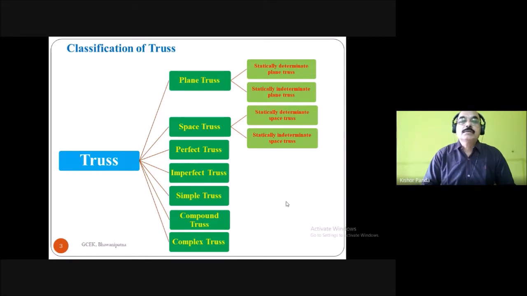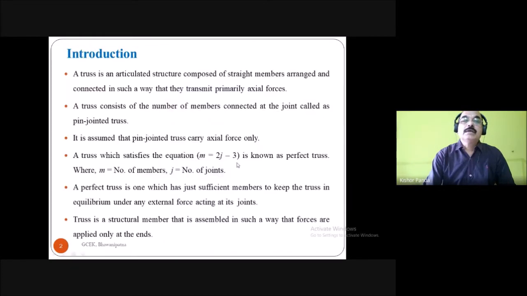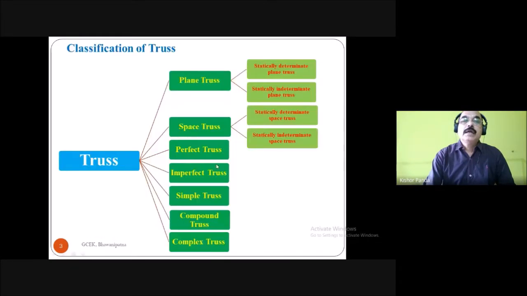And perfect truss, already you know that is perfect truss. When m is equal to 2j minus 3, this is called the perfect truss. And when m is not equal to 2j minus 3, this is your imperfect truss. Then simple truss, compound truss, and complex truss.